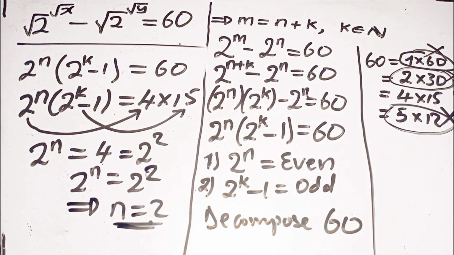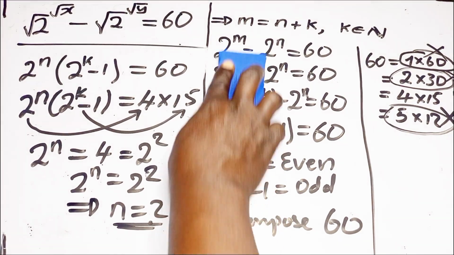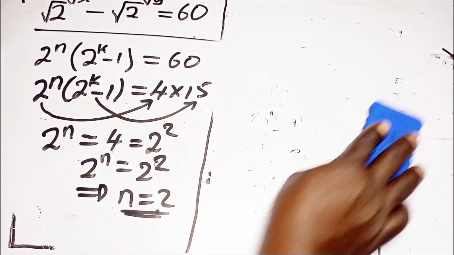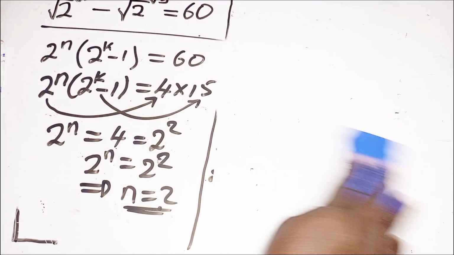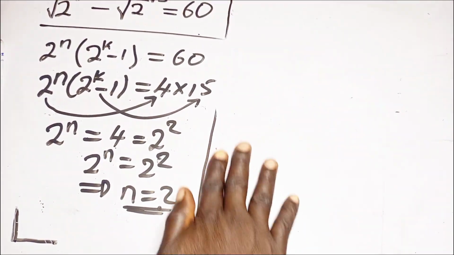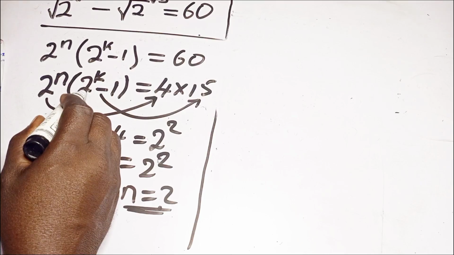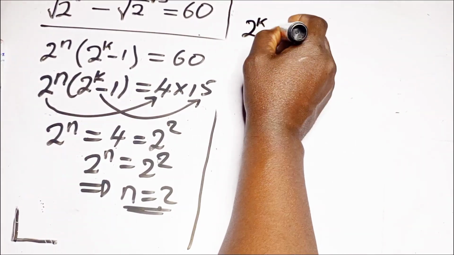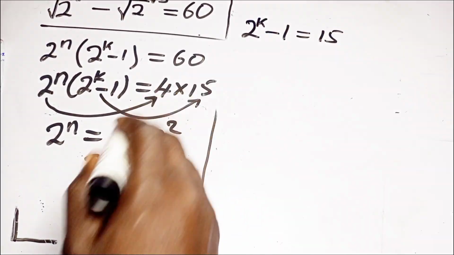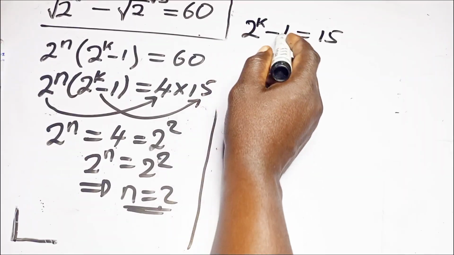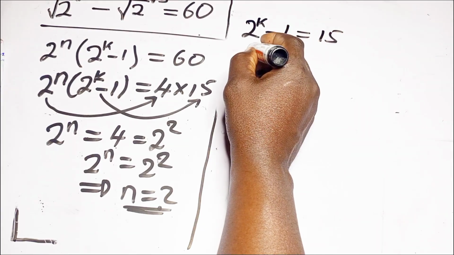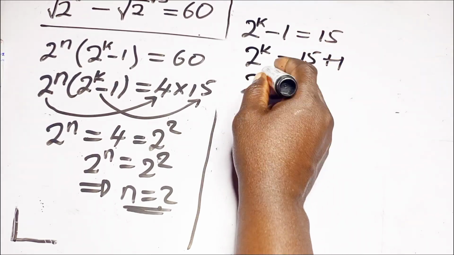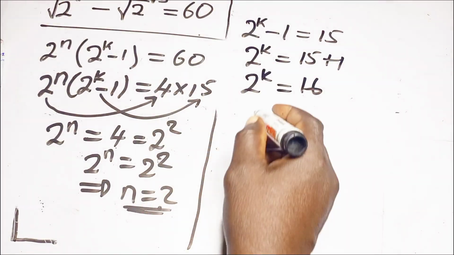Now let us take the other equation. We now take this one, 2 to the k minus 1 equals 15. To solve for the value of k, we take the minus 1 from the left hand side to the right hand side. We obtain 2 to the k is equal to 15 plus 1. 2 to the k will be equal to 16.